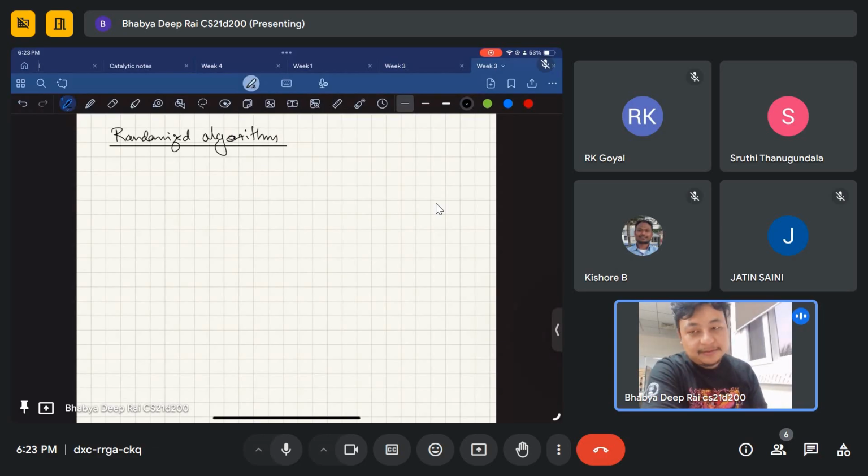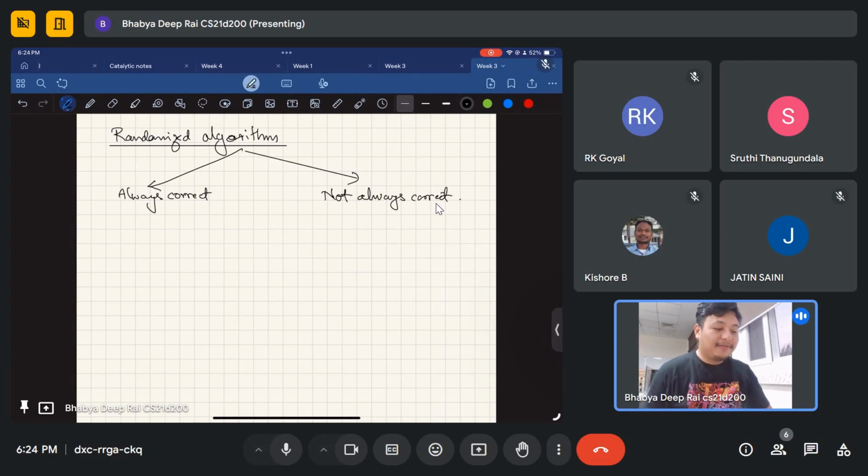So there could be two types based on that. The first is a randomized algorithm which is always correct, and the other type is one which is not always correct. But we wouldn't like it if it is correct only once in, say, a billion or 2 to the n trials, right? We want a certain guarantee, a good guarantee. It's not always correct, but fairly good.